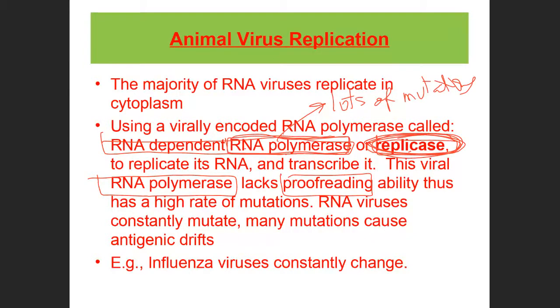Another case in point will be the coronavirus, which is an RNA virus. It will mutate a lot. So, a high rate of mutations. These mutations are called antigenic drifts. The influenza virus is a perfect example of one of these viruses.